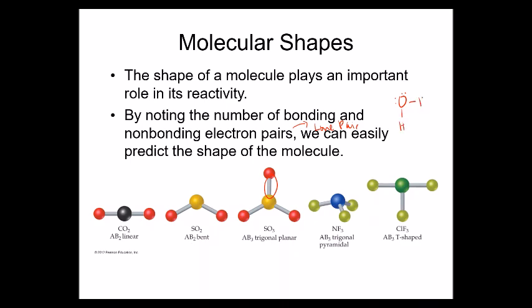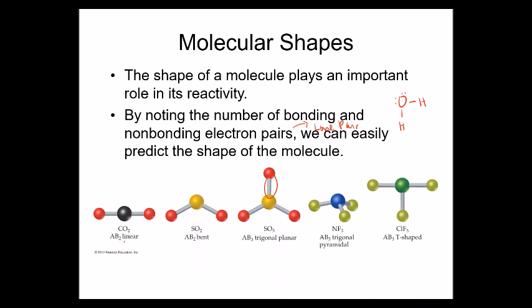You've seen water drawn multiple times. These two sets of dots on the outside of the oxygen here would be considered lone pairs or non-bonding electron pairs. So we're going to be using these terms bonding and non-bonding or lone pairs. We're going to look at the way that they are distributed around the central atom so that we can predict the shape of the molecule.